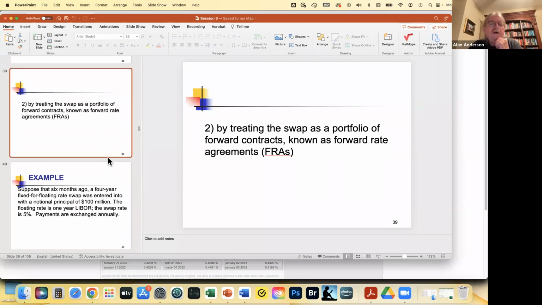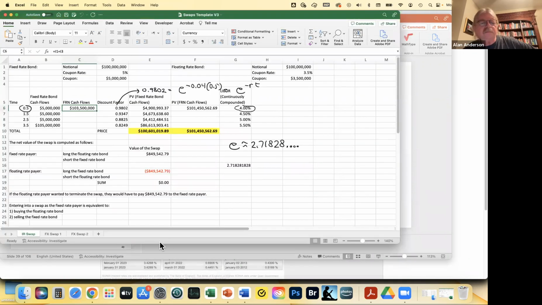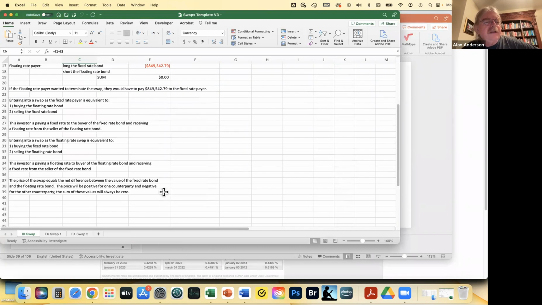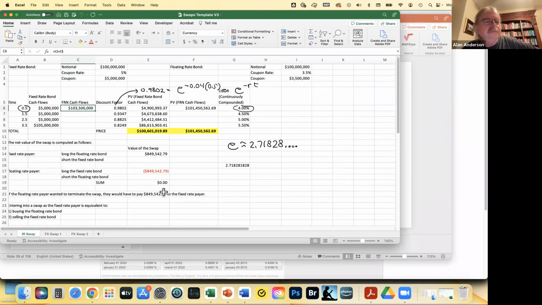So what we're effectively doing with a swap is creating a series of these forward rate agreements. And so if we can price those forward rate agreements, we can price the swap. So we're going to see both examples in our template here. Let's see, what do we have here? It's all written down. All the details are in here. So we're going to set up a little table to show us how this works.